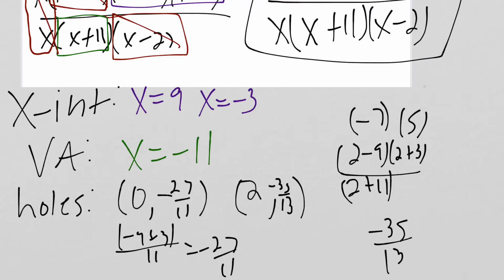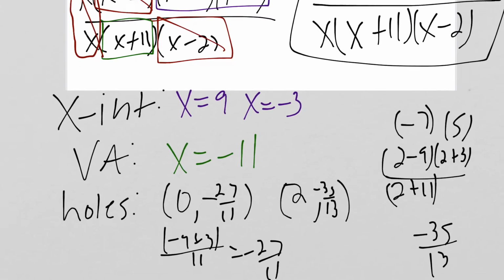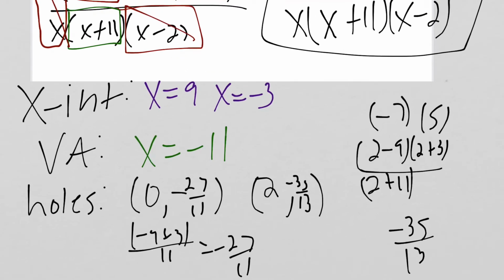All right, so there's all of our key features. We have our x-intercepts, our vertical asymptotes, and our holes. Let's look at a quick graph just for context.